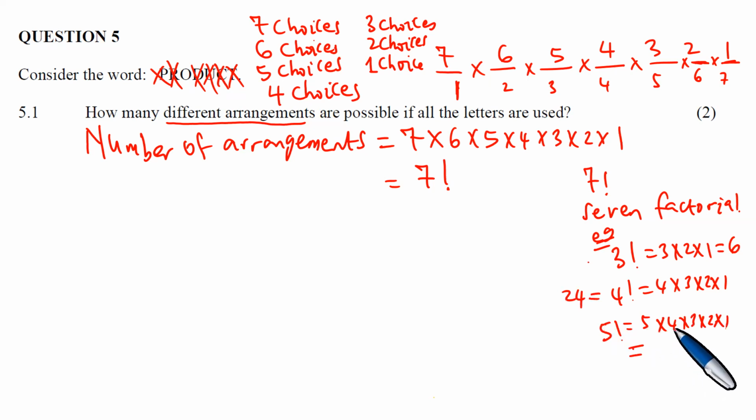So 4 factorial is 24. 5 times 4 is 20, by 3 is 60, by 2 is 120. So 5 factorial is 120.